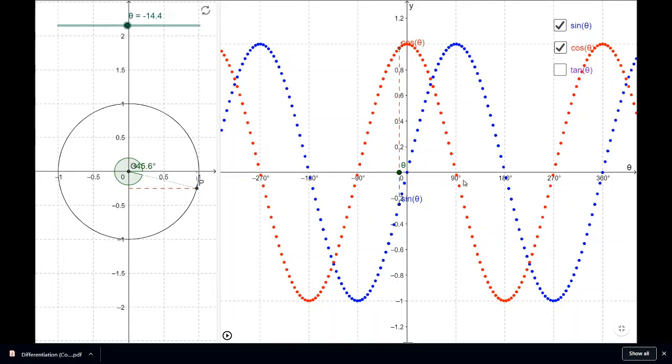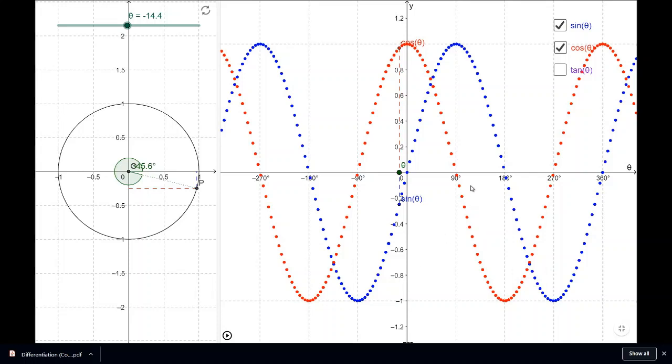For example, let me take 90 degree. Sine of 90 degree is 1. See, the graph shows sine of 90 degree is 1, blue is sine. So according to the formula, sine of minus 90 should be minus 1. Let us check. This is 90 degree, this is minus 90 degree. Minus 90 degree, where is the blue graph? Minus 1.